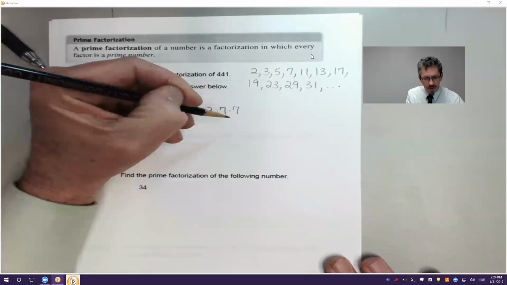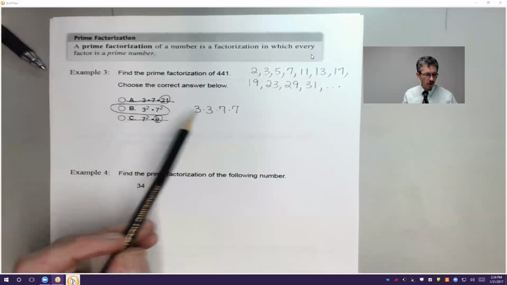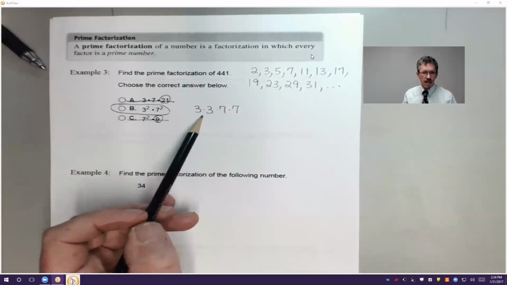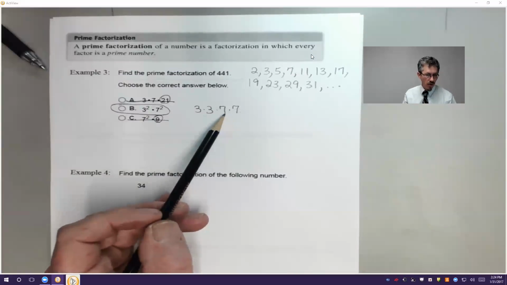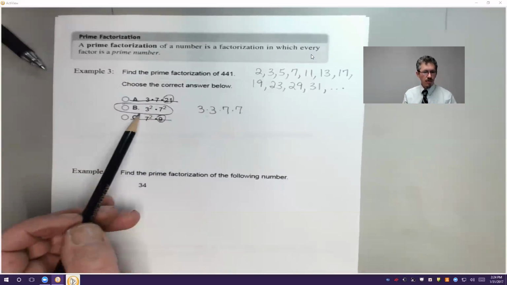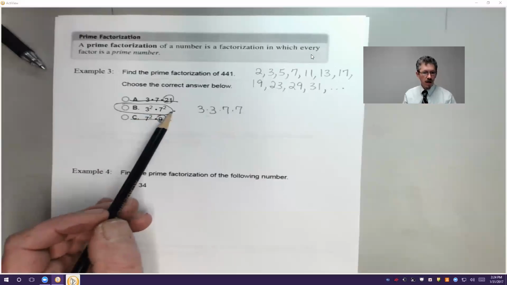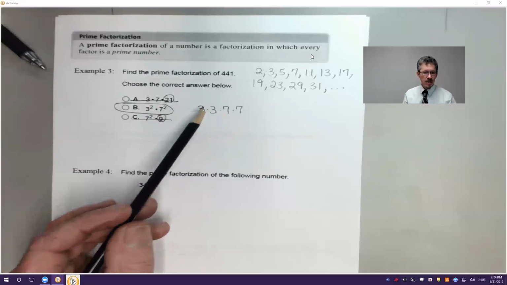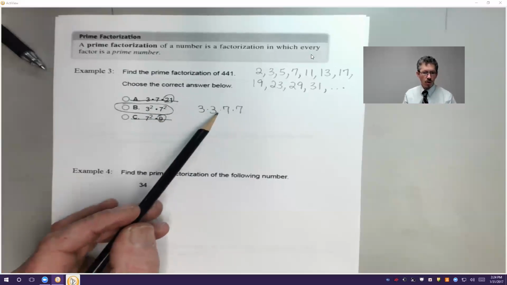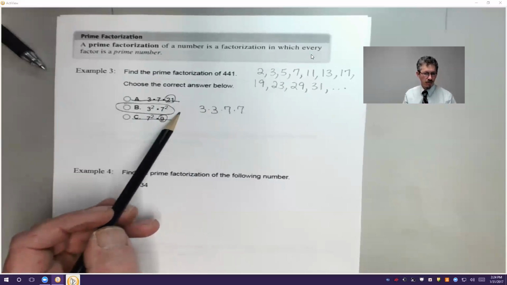Now this is a good time for me to mention the different formats here. 3 times 3 times 7 would be expanded form. 3 squared times 7 squared would be exponential form. Sometimes the problem will specify which form they want the answer in.